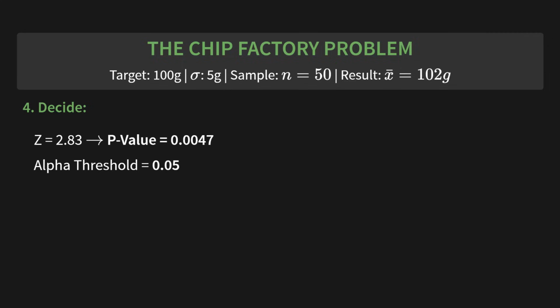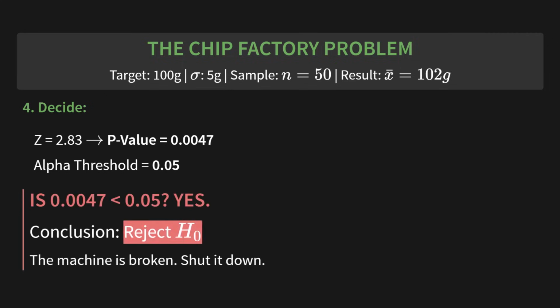So the final question, is 0.0047 less than 0.05? Yes, it is. Our conclusion? We reject H0. This result is too weird to be random chance. The machine is broken. Shut it down.